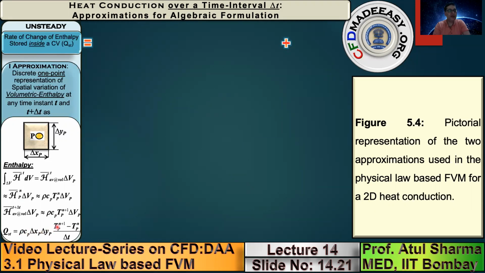This volume multiplied by density is mass, into specific heat, into the change of temperature between two time instants. So this gives you the change in enthalpy. And so on the right hand side, you have a delta T term, which I have taken to the left hand side. This represents an algebraic representation of rate of change of enthalpy. Here note that we have used only one approximation where we have discrete one-point representation of spatial variation of volumetric enthalpy at any time instant t and t plus delta t.